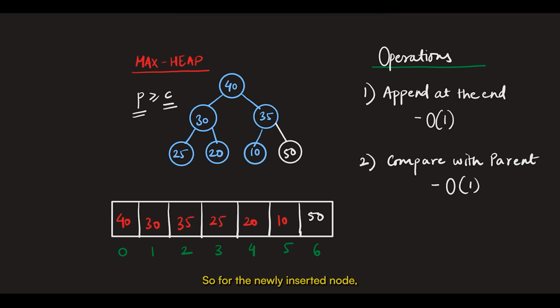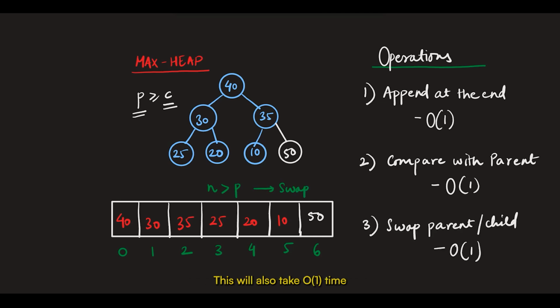So for the newly inserted node, we will compare it with its parent element. This would be the second operation, which also takes O(1) time. For the max heap, if the newly added element n is less than or equal to its parent P, then we would do nothing and stop. While if the newly added element n is greater than its parent, then in order to maintain the property of the max heap, we'd have to swap the two elements. This will be the third operation. This will also take O(1) time.